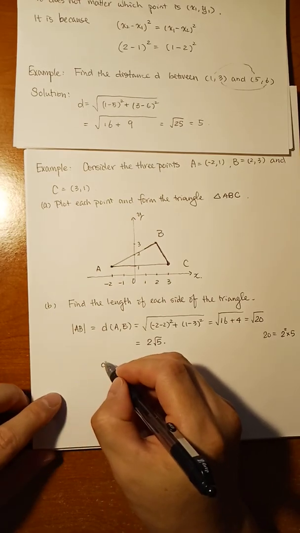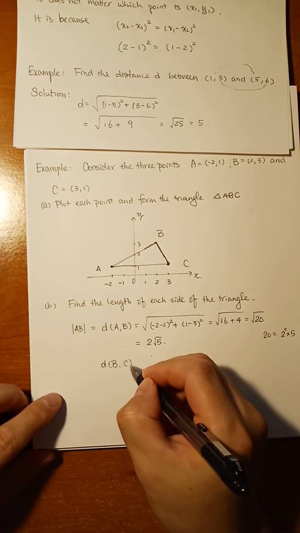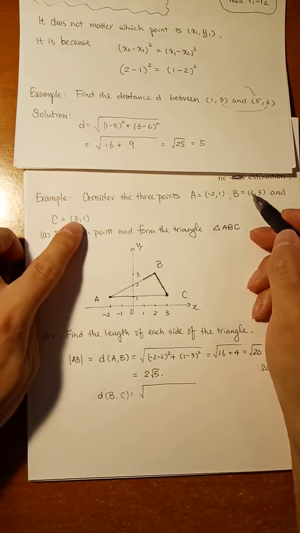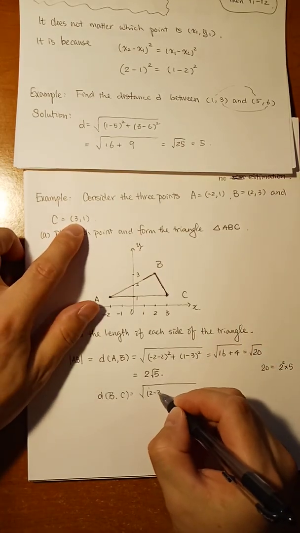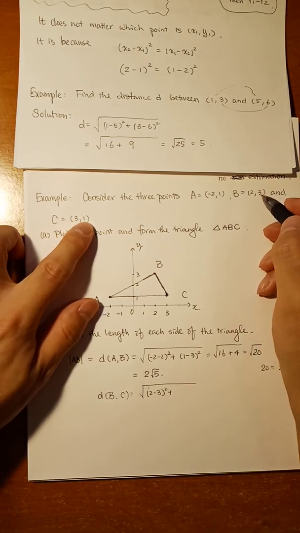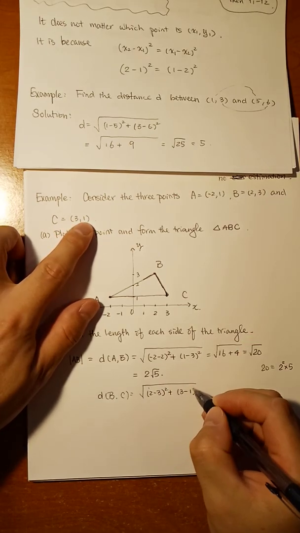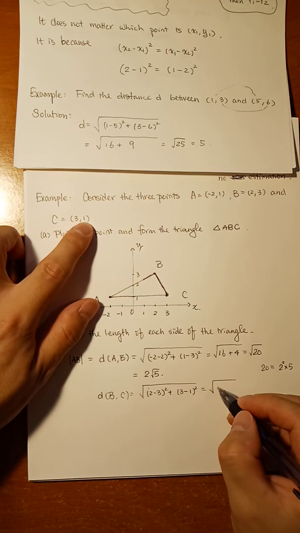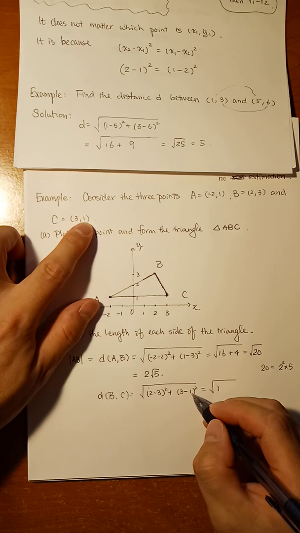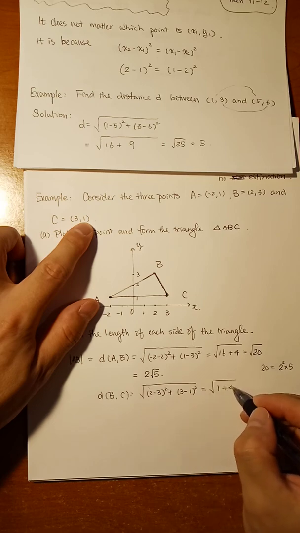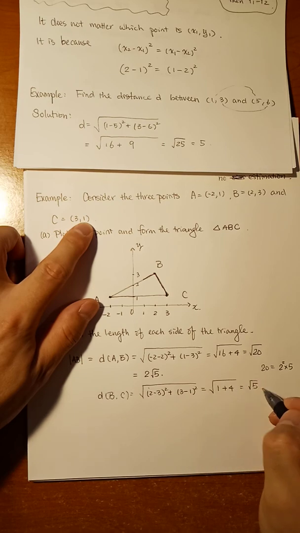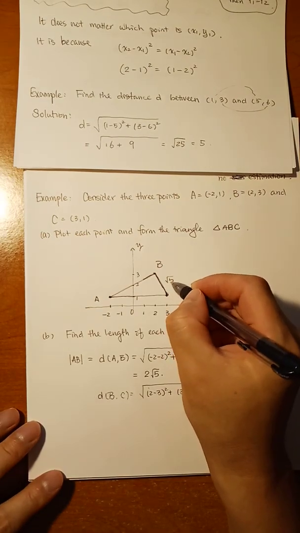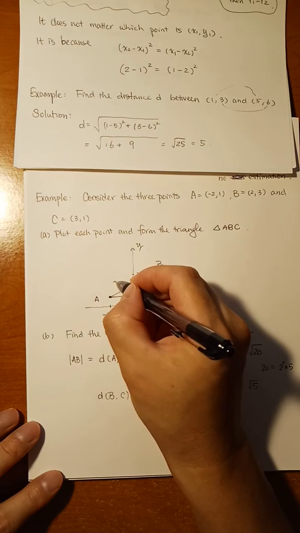Okay, so the distance between B and C, x minus x, so it's 2 minus 3 squared, y minus y, 3 minus 1 squared. So 2 minus 3 is negative 1, squared is 1. 3 minus 1 is 2, 2 squared is 4. So it's the square root of 5. Here is the square root of 5. AB is 2 times square root of 5.